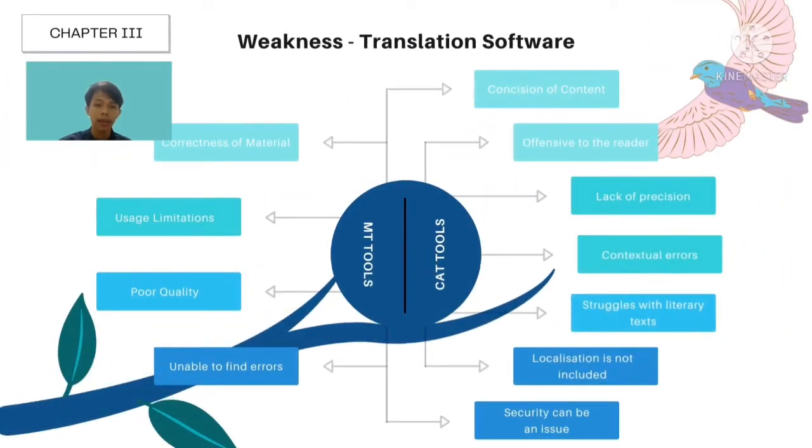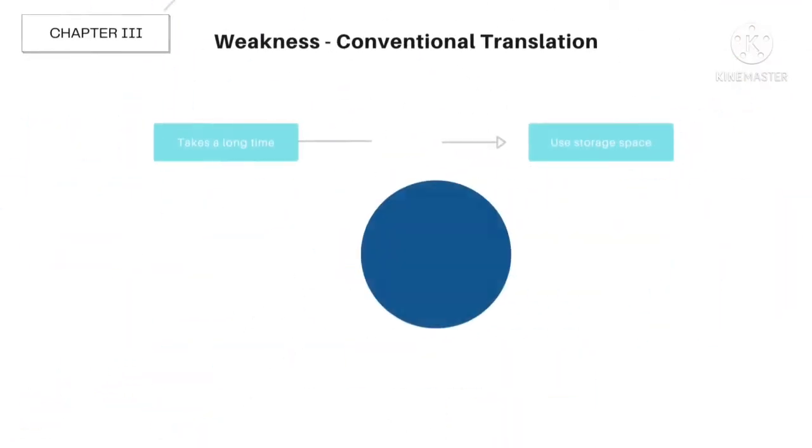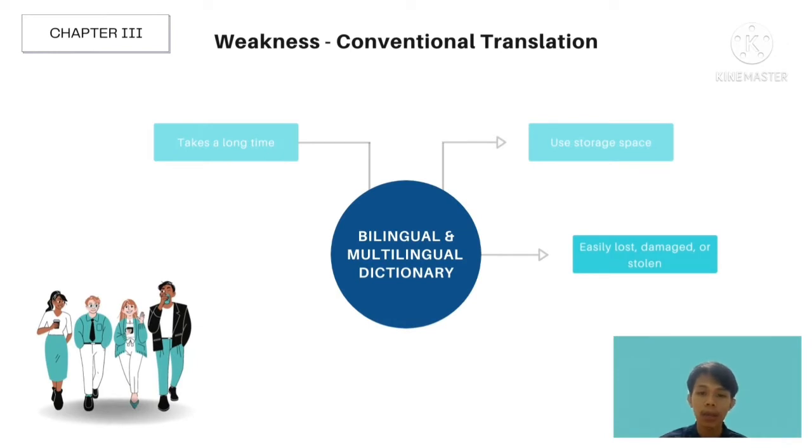Okay, the fourth discussion is about the weakness of each translation tool. The first one here is the weakness of MT tools, which consists of correctness of material, usage limitation, poor quality, and the last one, unable to find errors. Then there is the weakness of CAT tools, which consists of concision of content, offensive to the reader, lack of precision, contextual error, struggle with literary text, localization is not included, and the last one is that security can be an issue. And for the weakness of the multilingual and bilingual dictionary, it takes a long time, uses storage space, and the last one is that it is easily lost, damaged, or stolen.